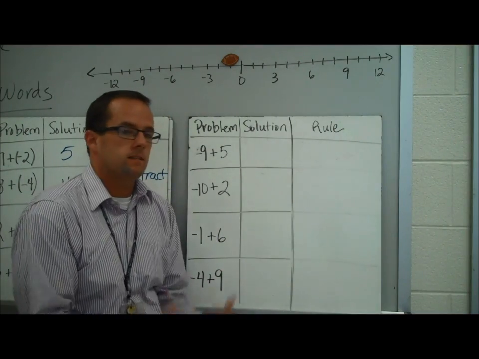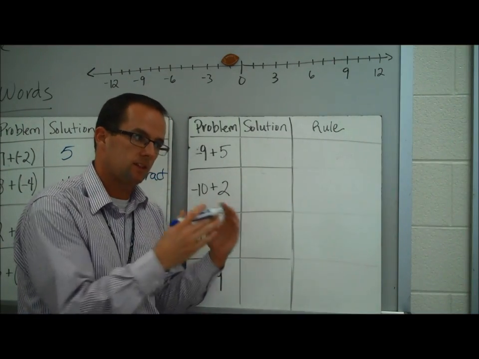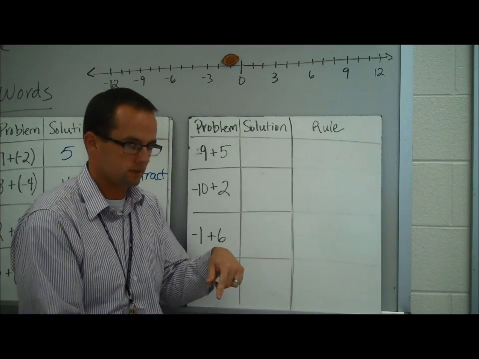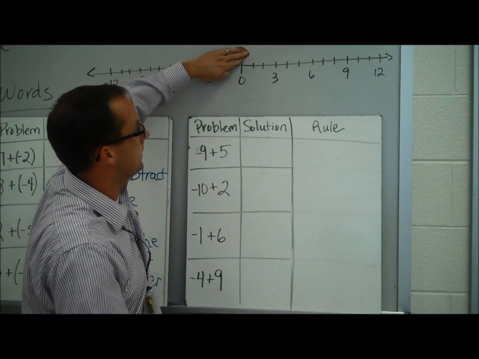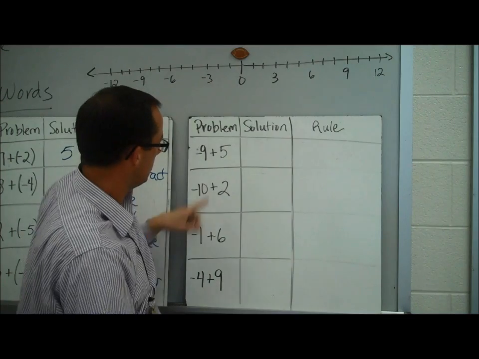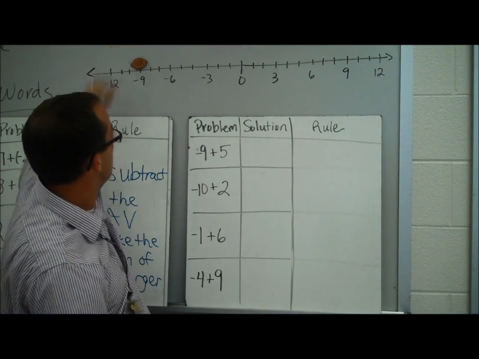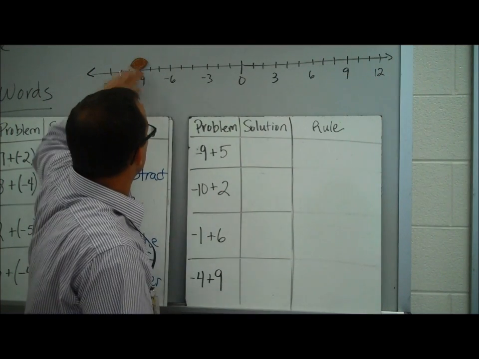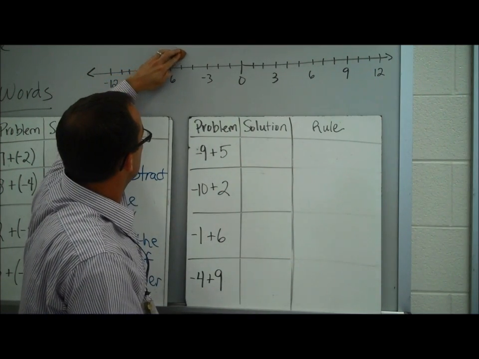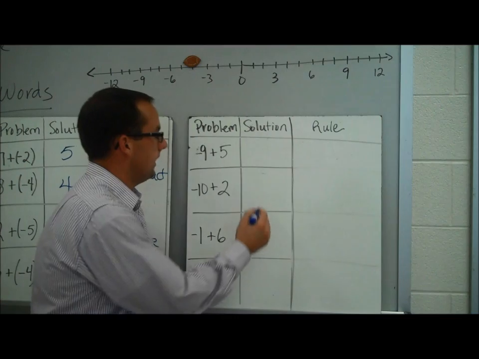All right. Now we're going to go from positive plus a negative to negative plus the positive. So instead of starting up here with my number line, I'm going to start down in the negatives. So negative 9, all the way down here, plus 5. That's 5 to the right. 1, 2, 3, 4, 5. So I ended at negative 4.